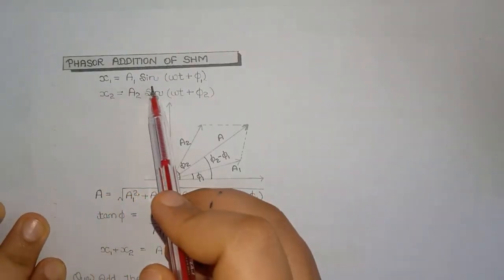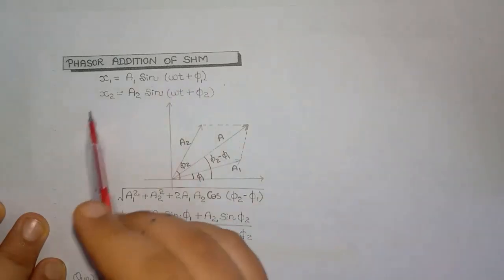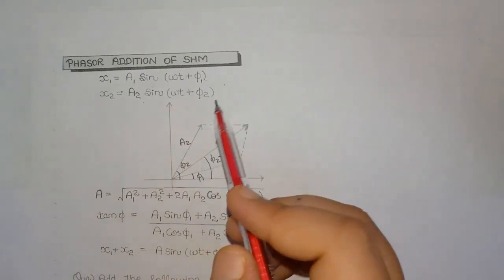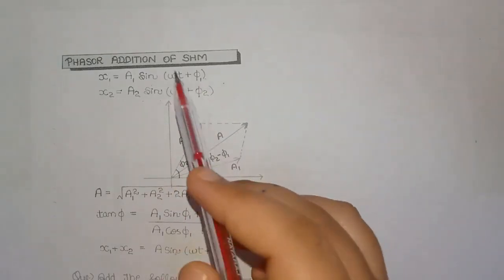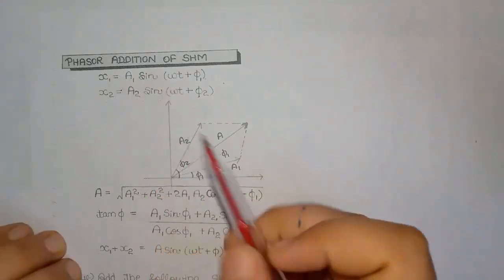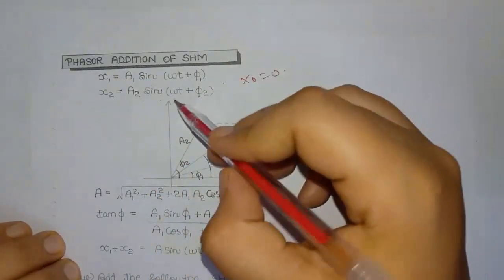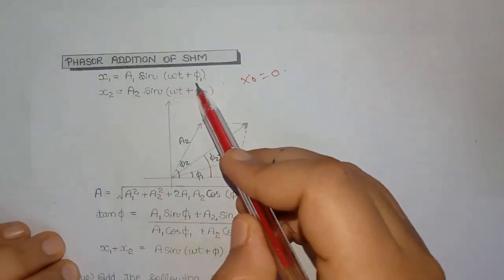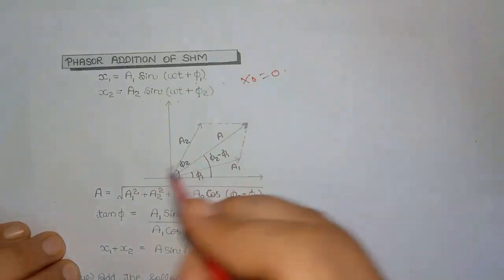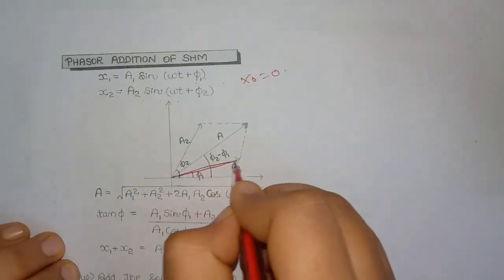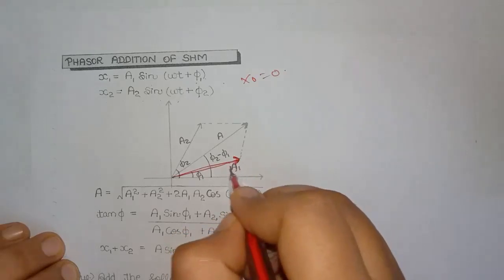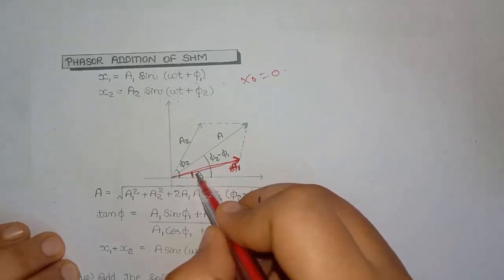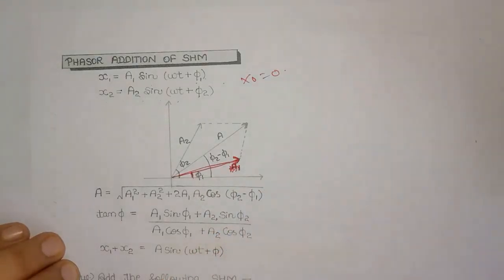x1 is equal to A1 sin(ωt + φ1) and x2 is equal to A2 sin(ωt + φ2). We can represent them as vectors. As the initial point x0 is equal to 0, they will start from the origin. The first vector will make an angle φ1 with the x-axis. So let's say this is vector 1, whose length or magnitude is A1, and it is making an angle φ1 with the x-axis.